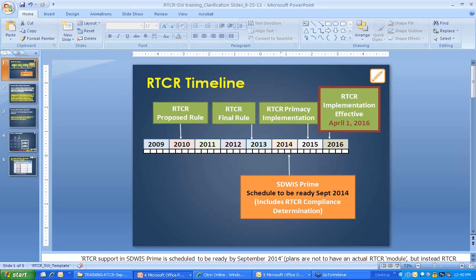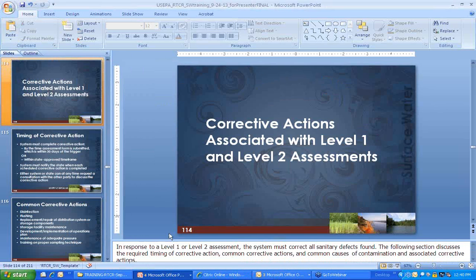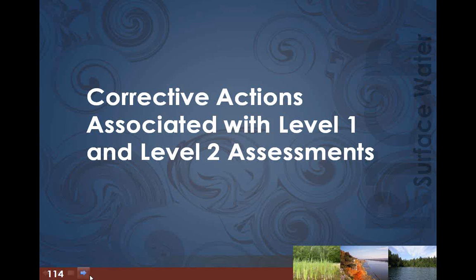So with that, I am going to now go back to where we left off in Rudd's presentation on the training modules, and I believe we left off at corrective actions associated with the level 1 and level 2, so we will begin here.